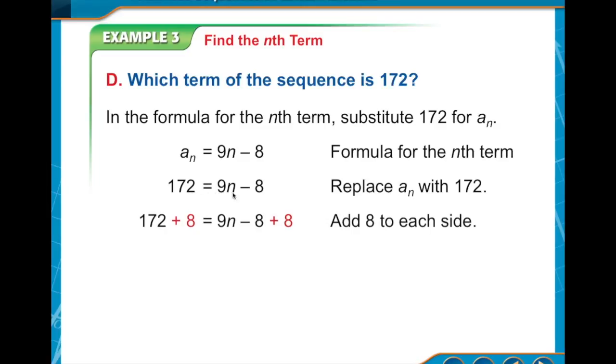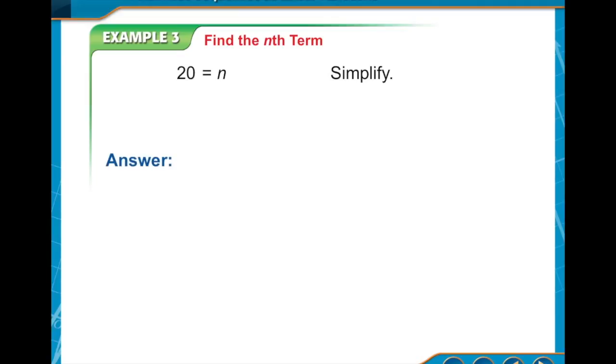So now it's just, can you solve a multi-step equation? Add 8 to both sides, and you'll get 180 equals 9n. And divide both sides by 9, and what do you get for n? Well, n has to be 20. So that 172 number is the 20th term of this sequence.